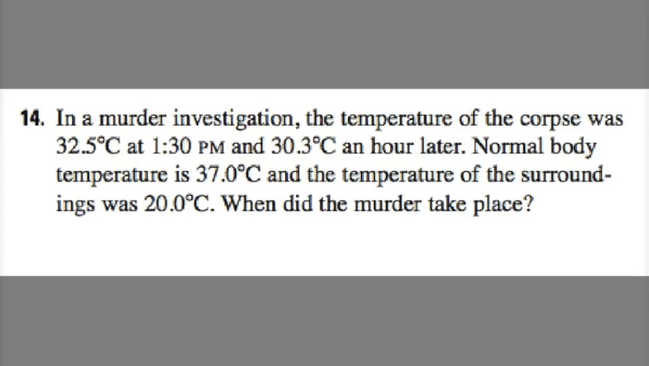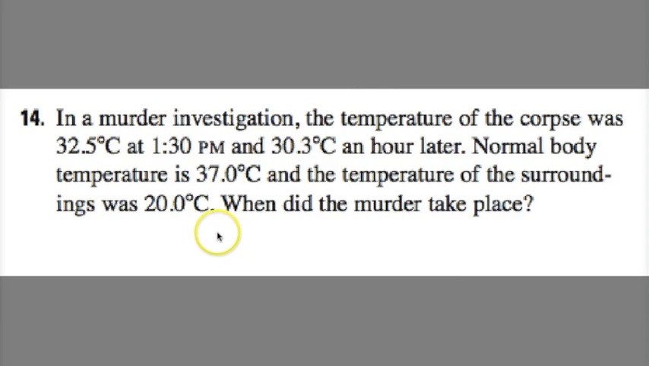So that means that the person died before 1:30, because there was some time when the temperature of the corpse dropped from 37 to 32.5. And the temperature of the surroundings, that's 20 degrees, and we're going to make that constant. So what we need to figure out is when the murder took place. So remember, in our Newton's cooling formula, that C, that's the initial temperature of the body, and we can make that whatever we want. We'll just end up using negative time, which is fine.